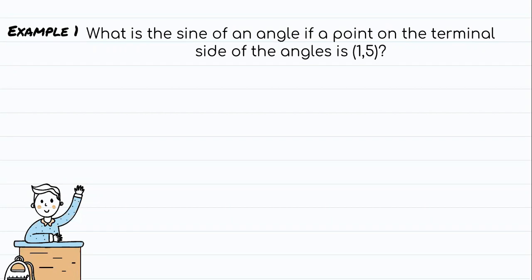So let's have some examples for us to apply the six circular functions. Example number 1. What is the sine of an angle if a point on the terminal side of the angle is (1, 5)? So how are we going to solve for this? Step number 1 is for us to illustrate the given. We need to illustrate the given by having the Cartesian plane.